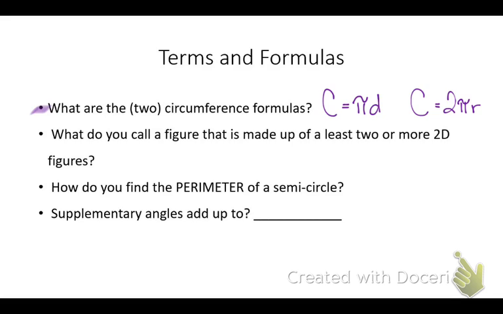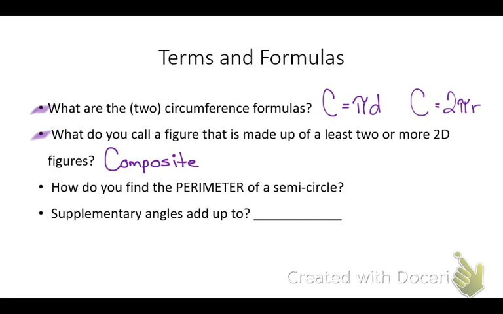What do you call a figure that is made up of at least two or more two-dimensional figures? I just wrote 2D to kind of shorten it, but it's two-dimensional figures. What do you call that kind of figure, Faith? It is called a composite figure. Very good. Composite meaning that it's made up of more than one. We're going to see some of those in a minute.